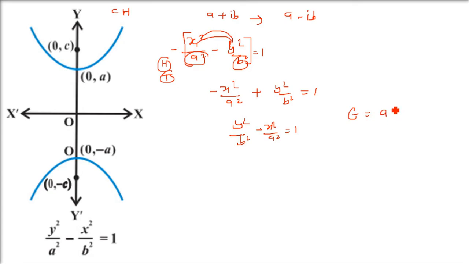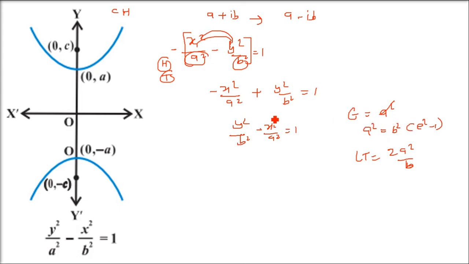Let me tell you, the eccentricity is somewhat changed here: a squared equals b squared times (e squared minus 1). What is the latus rectum? It's not 2b squared by a, it's 2a squared by b. So there are two changes which need to be emphasized here: the eccentricity and the latus rectum for the vertical or conjugate hyperbola.